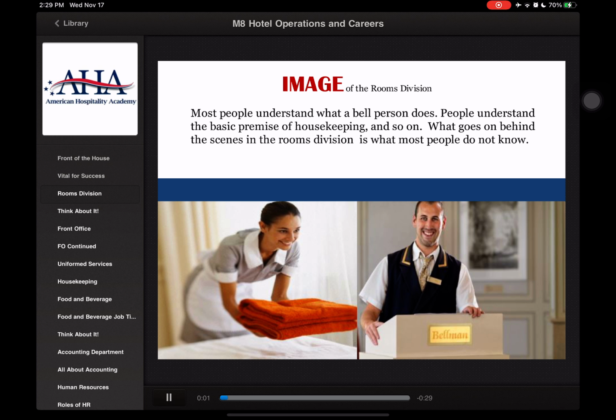The Rooms Division of a hotel is an image easily conjured up in the mind of most people. On the surface, they know what happens at the front desk. Most people understand what a bell person does. People understand the basic duties of housekeeping and so on. Even if the actual titles differ, such as greeter for a bell person or room attendant for housekeeper, their functions are fairly universal. What goes on behind the scenes in the Rooms Division is what most people do not know.